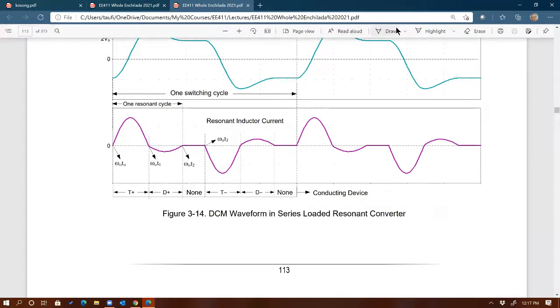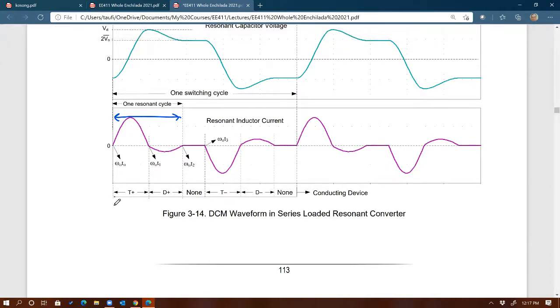What we talked about so far is these waveforms, right? And then the different circuits that go with the different segments of time within one period. So you can see this is the resonant period from here to here, right? That's the resonant period. And there's a switching period. So there are two different frequencies, or two different periods. So that's the resonant period.